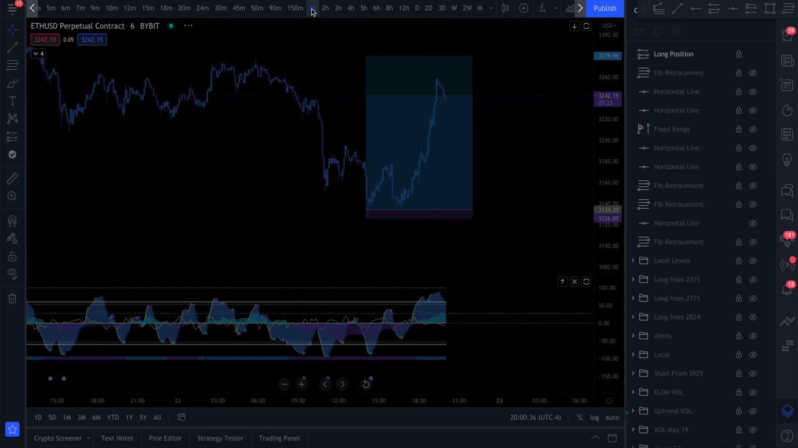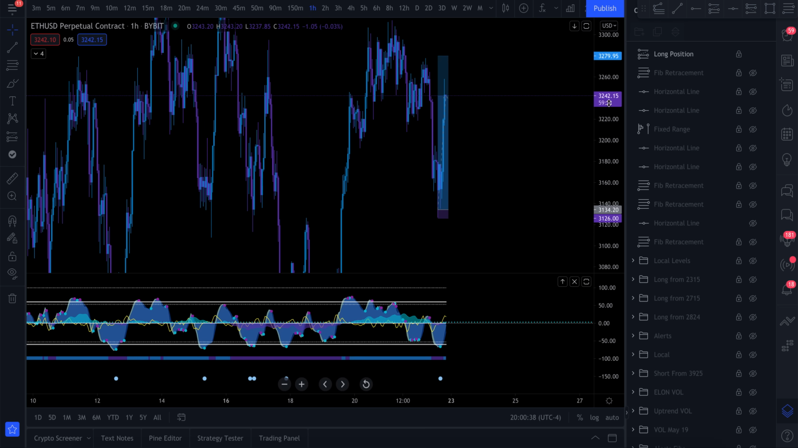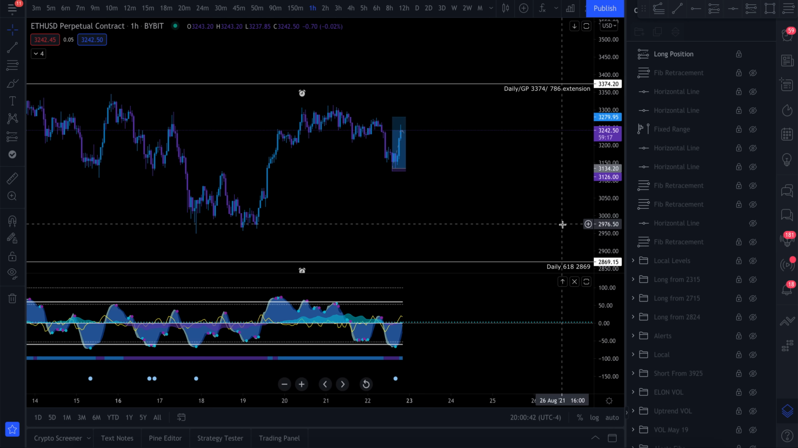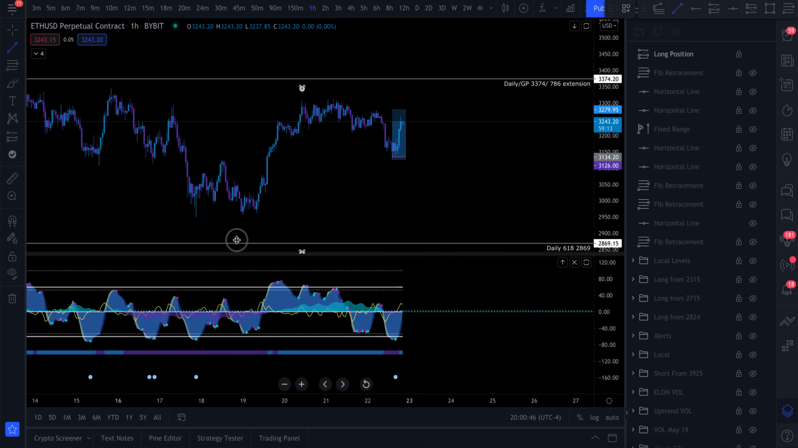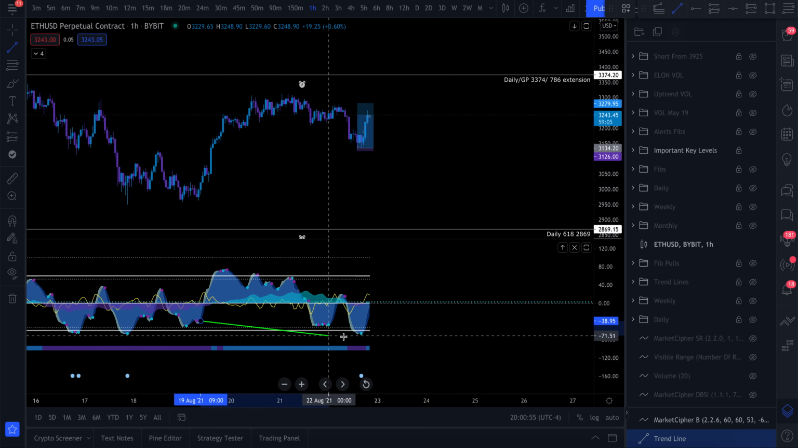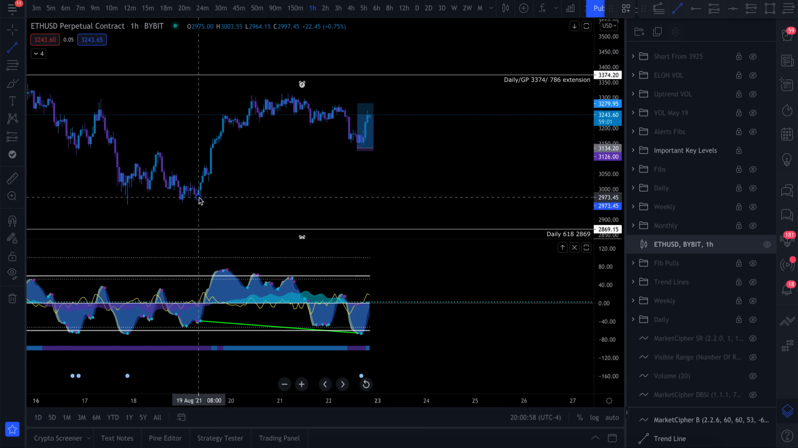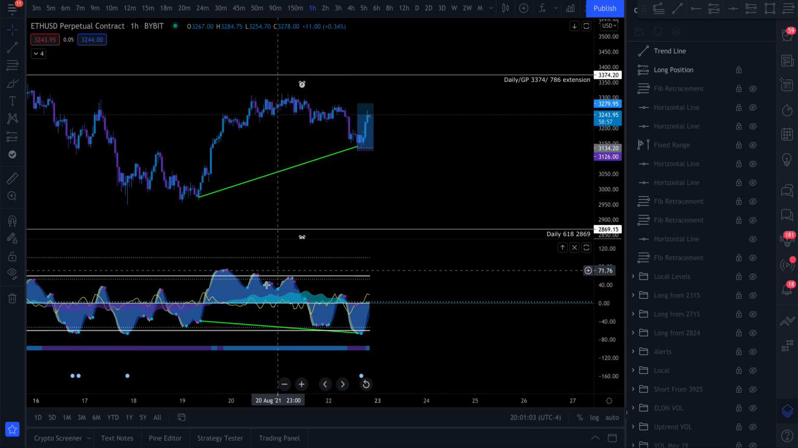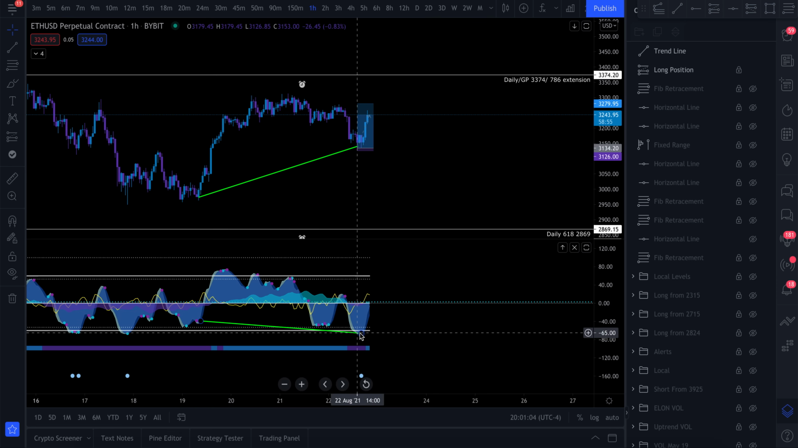Let's start by going to the 1 hour time frame. On the 1 hour time frame on Market Cipher, we can see something very, very significant here. If we take a look at Market Cipher B down here, we can see that we are actually printing a hidden bullish divergence. Let me draw it out for you, and then I'll explain what exactly that is. A hidden bullish divergence is where Market Cipher is printing a lower momentum wave.